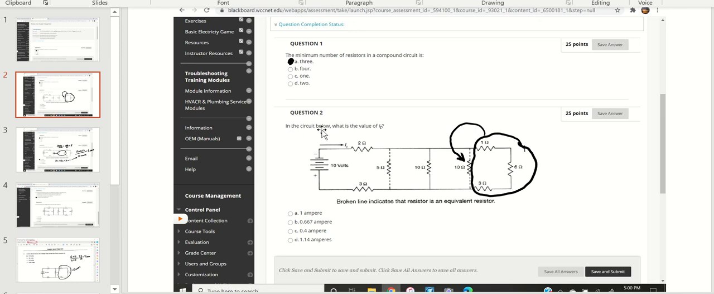It says in this circuit below, what is the value of IT, or current total? So in order to figure the total current, you have to know voltage and resistance, and then you calculate current from that. What it's showing here, this dashed line with the 10 ohm resistor, is the equivalent of this circuit right here: 1 ohm, 6 ohm, 3 ohm. If you add those together, it equals 10 ohms. So this is a 10 ohm resistor.